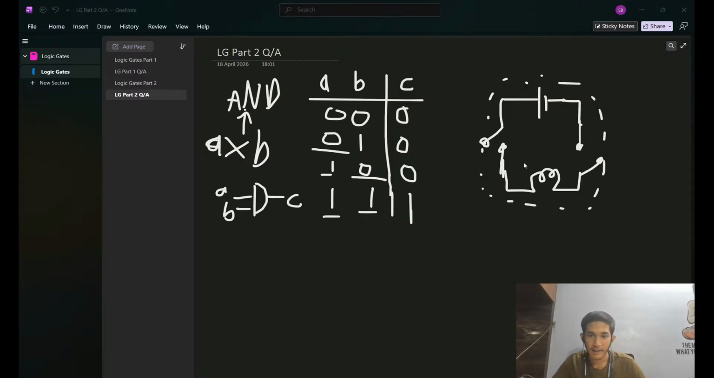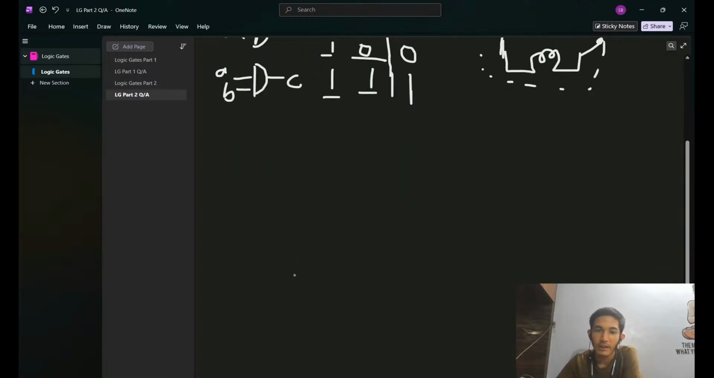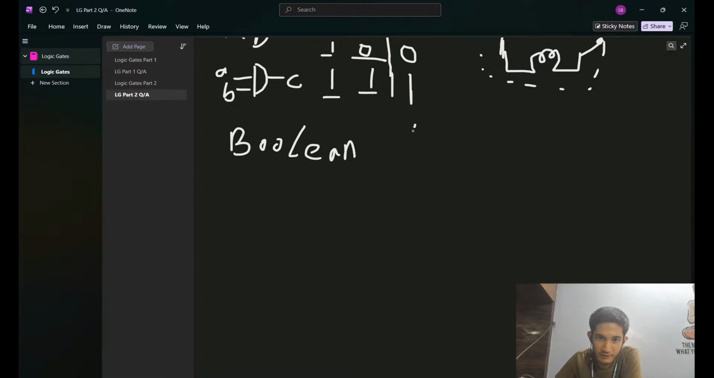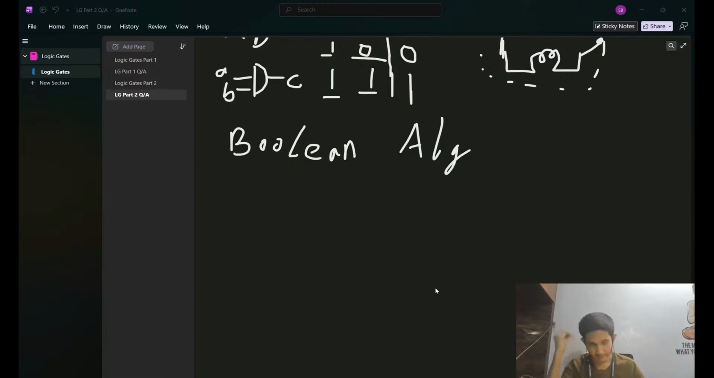Now, I overlooked one small fact, and that is that I've not explained Boolean algebra or have not revised it. So, Boolean algebra is basically comprised of two parts. 1 minute. Boolean alg. I'm just writing alg. Also, I'm still using a mouse. I've not gotten a pad or a touchpad for writing, so it's gonna take some time for me.